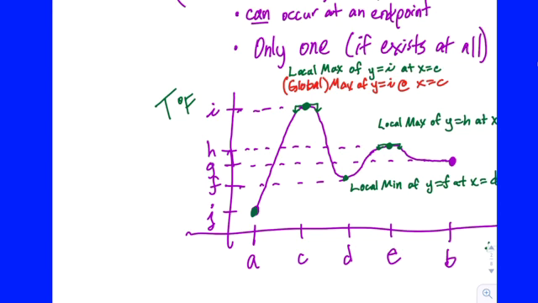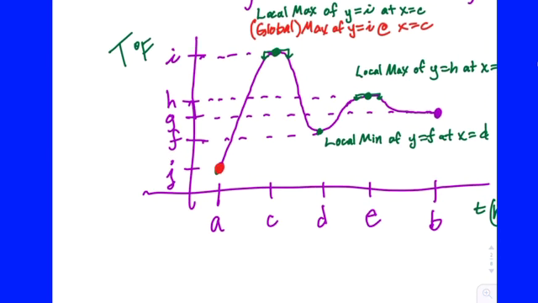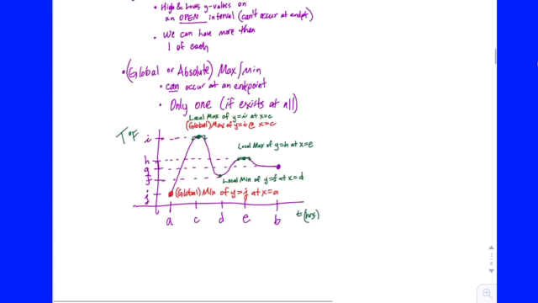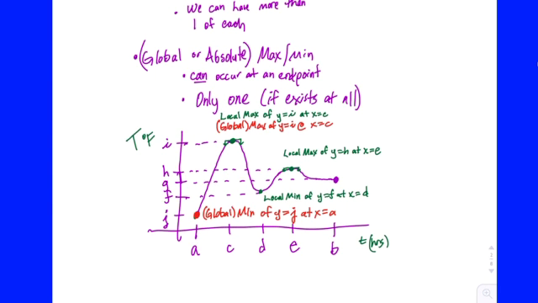Is there a y value that's lower than all the others on that interval? J is the lowest y value. So J, although it's not a local min, it is a global min. We have a global or just a minimum, if you want to say it that way, of y equals j at x equals a. Good. So global extrema can occur at an endpoint, whereas local extrema cannot.